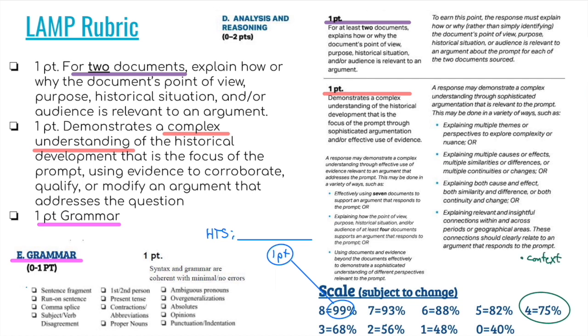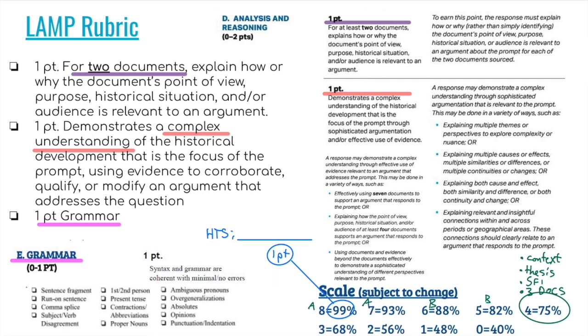Add the 1 if you identify the historical thinking skill correctly, and that's 100. So that's an A. A 7 out of 8 is an A, a 93. A 6 out of 8 is an 88. That's a B. A 5 is an 82. A 4, which should be your goal, 4 or above, is a 75, a solid C.